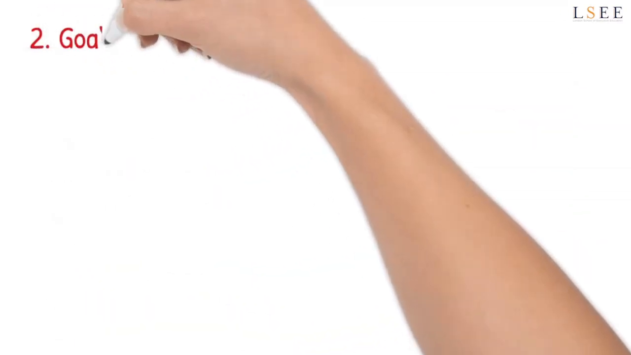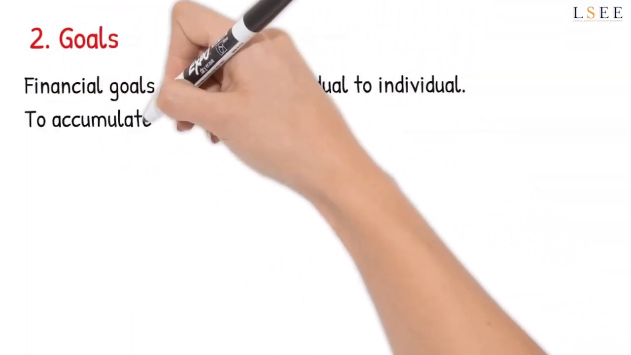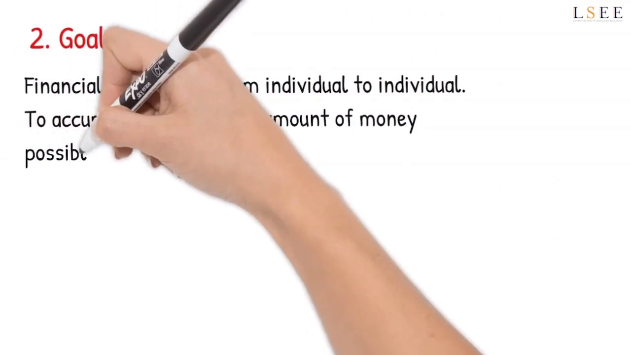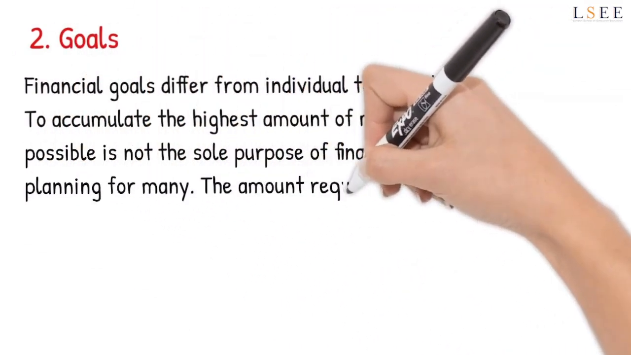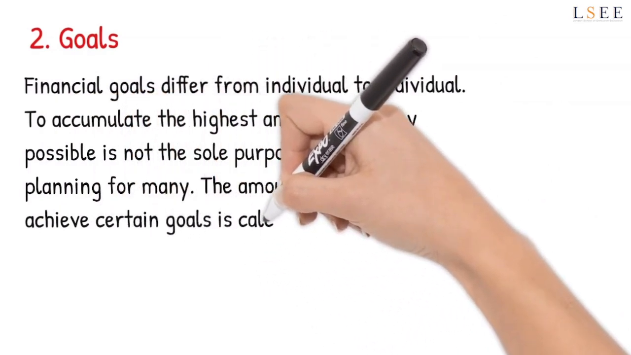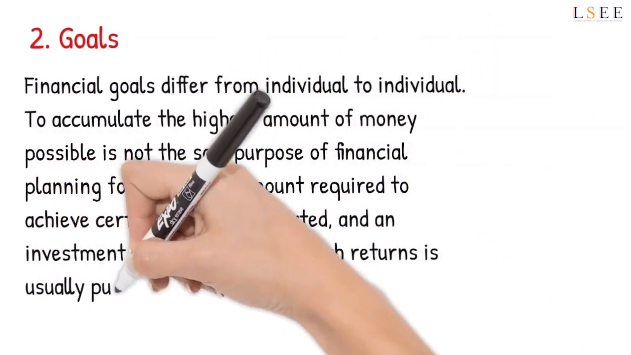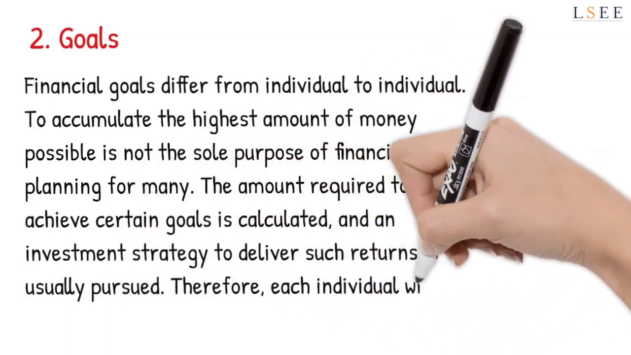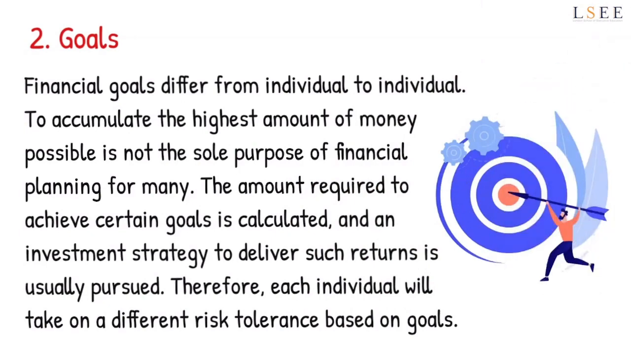2. Goals. Financial goals differ from individual to individual. To accumulate the highest amount of money possible is not the sole purpose of financial planning for many. The amount required to achieve certain goals is calculated, and an investment strategy to deliver such returns is usually pursued. Therefore, each individual will take on a different risk tolerance based on goals.